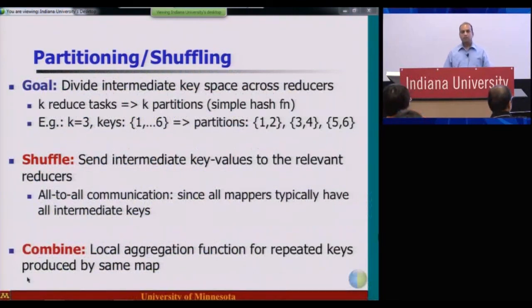In addition, MapReduce also supports something called a combine operation, which allows you to combine some of the intermediate keys at the mapper itself, so that you can reduce the amount of data you have to send to the reducers. This can help you reduce the network cost.